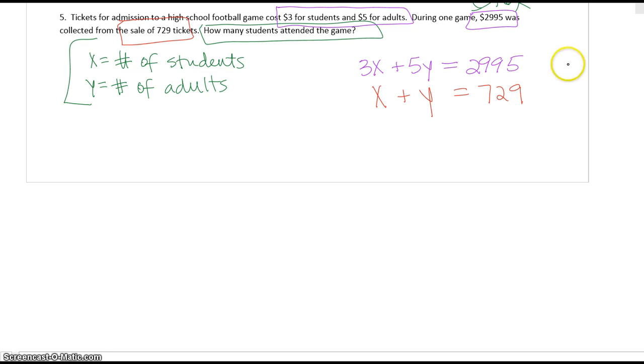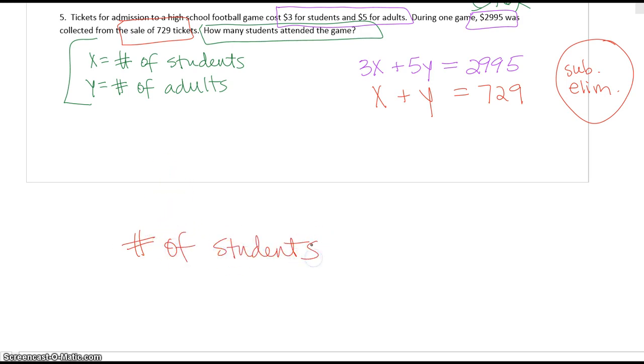Now, you can solve this system by substitution or elimination. You could graph it as well, but it's pretty large. So your homework or your checkpoint is to solve this system algebraically, either by substitution or elimination, so that you have the number of students who attended the game when you walk into class tomorrow.